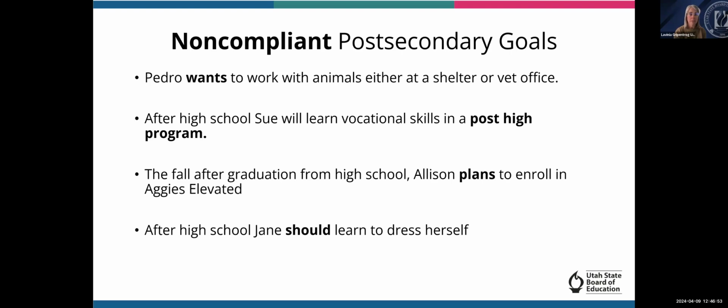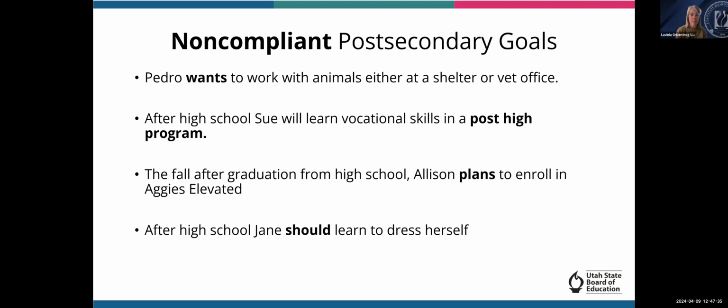And then the next one, after high school, Sue will learn vocational skills in a post-high program. So remember, post-high programs are those 18 to 22-year-old programs that many students with complex needs stay in their school districts for. So this would have to be changed to after Sue leaves the post-high program, she will be employed maybe at a dentist office, for example, prepping the equipment for the dentist. And again, this one just says vocational skills, so it doesn't really speak to any preference or interest the student has. So that goal is not compliant.